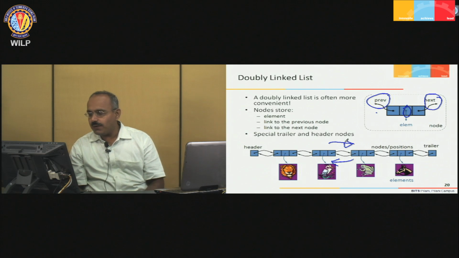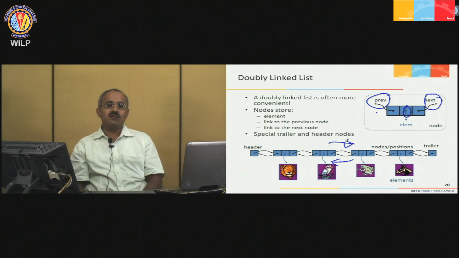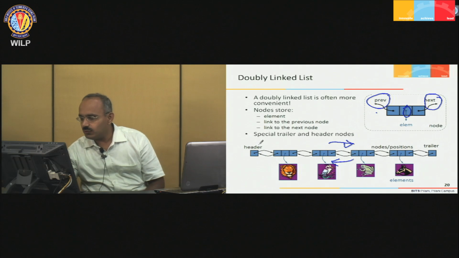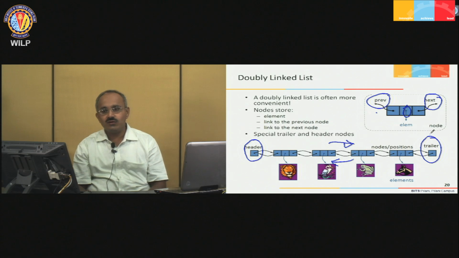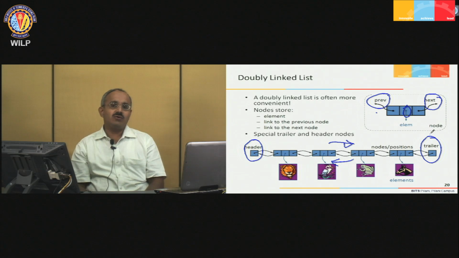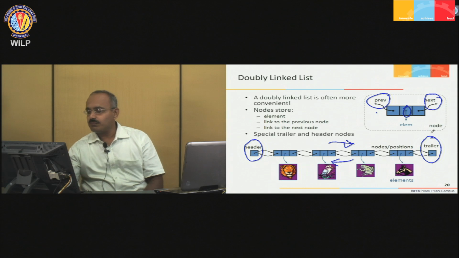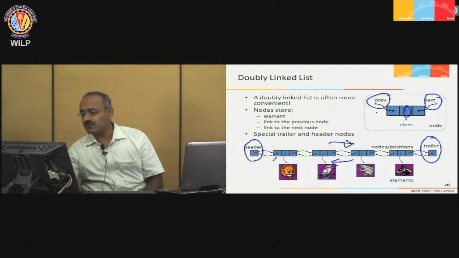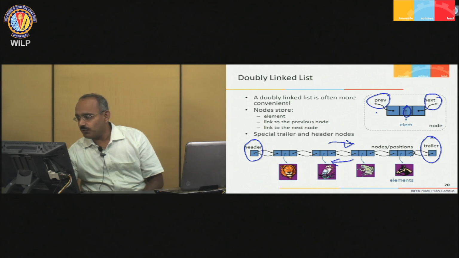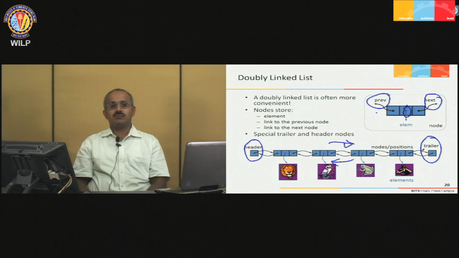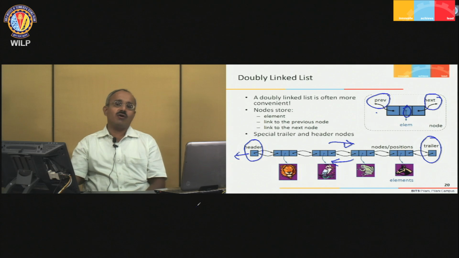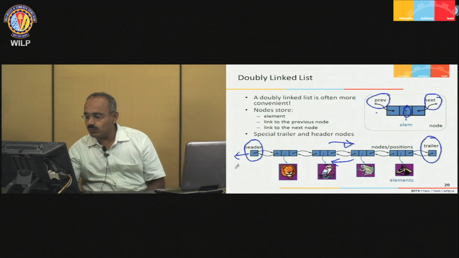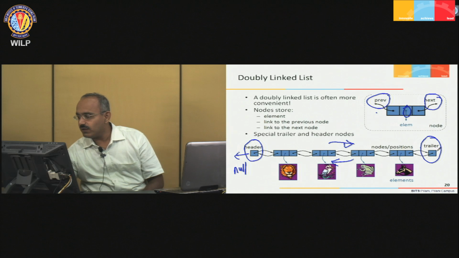We are also going to add two sentinel nodes to make things easy to operate. We are going to add two nodes, a header node and a trailer node, which are called sentinel nodes. They don't store any element or data, but the header points to the first element of the list, and the trailer points to the last element of the list. For a header node, its previous pointer is going to be a null pointer, and for a trailer node, its next pointer is going to be a null pointer.